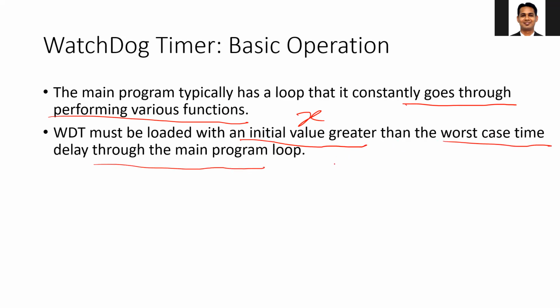Since the processor is a sequential unit, it performs instruction by instruction in a sequential manner. The total delay in executing that loop may change over time. So we need to take into account the worst case delay, and make sure that we set the watchdog timer delay sufficiently larger than that, so that the processor will get some time to service the watchdog timer.